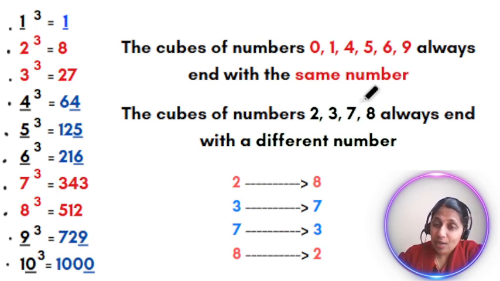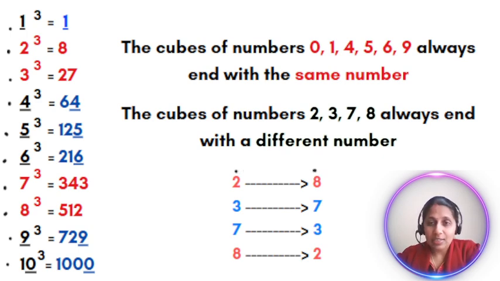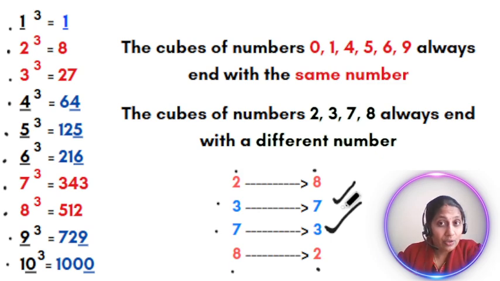And how do we find that? There is a pattern again. For example, the cube of a number ending with 2 always ends with 8. And the cube of a number ending with 8 always ends with 2. The cube of a number ending with 3 always ends with 7. And the cube of a number ending with 7 always ends with 3. This is the pattern you should know all the time. Hope you are clear with the pattern. If you are clear, then solving the problems will become much easier for you.